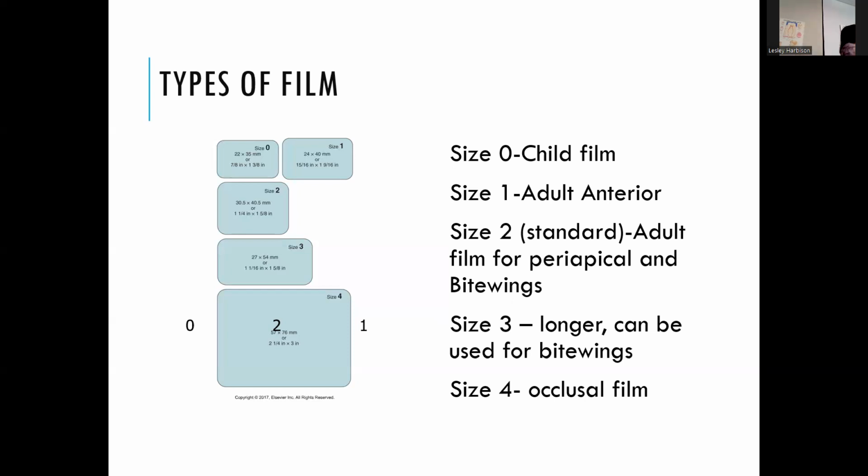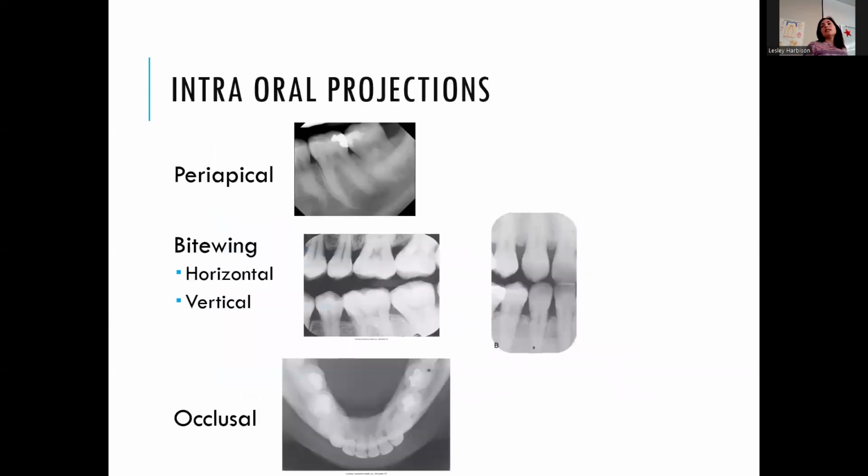But this is important to know. This is content that could be on a quiz or an exam, knowing what the standard film size is, what might be a child size, and what might be used for an occlusal. So this is information you might be tested on.